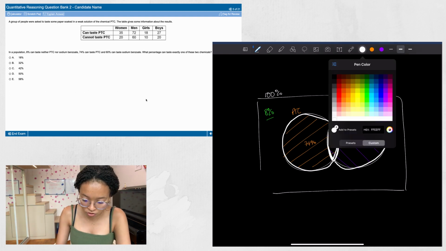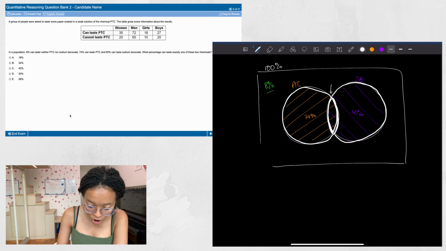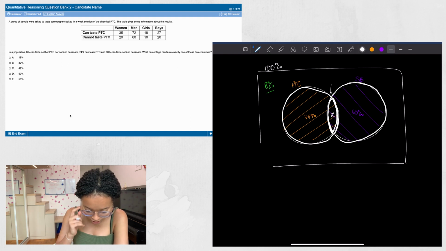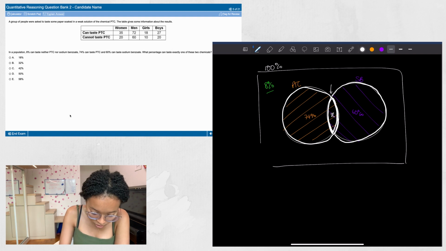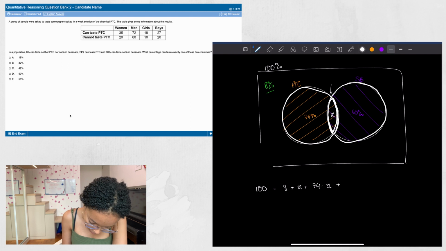So to do that, let's say that the percentage of people that can taste both PTC and SB is X. Okay, the number is X. So now let's do the calculation. We know that 100% is equal to 8% plus X plus 74 minus X plus 60 minus X. Why do we do minus X?